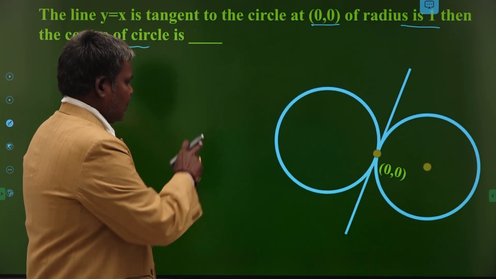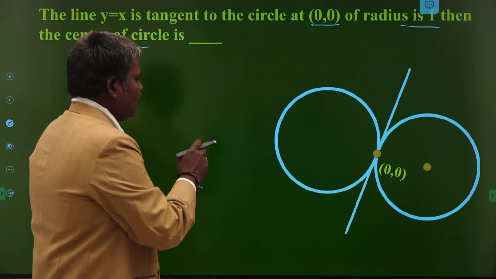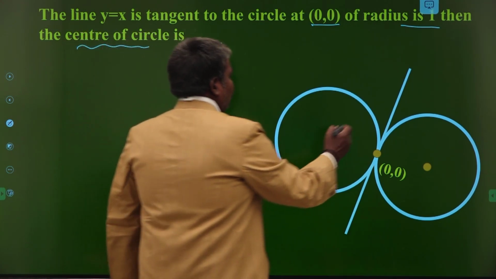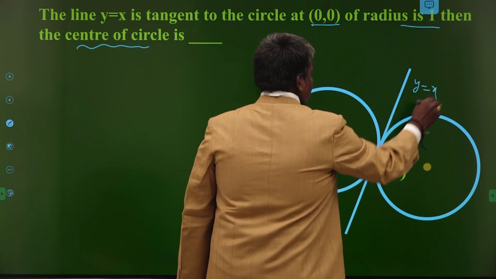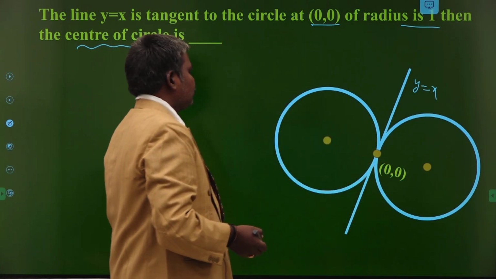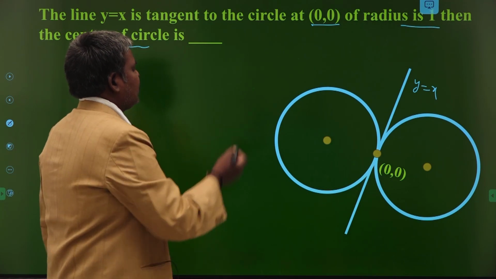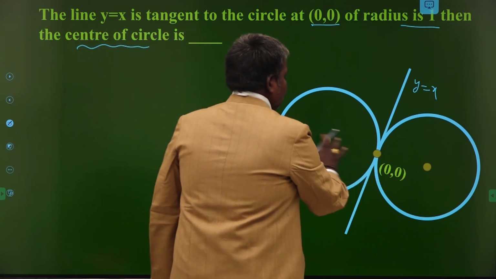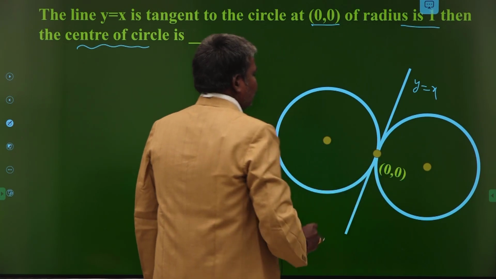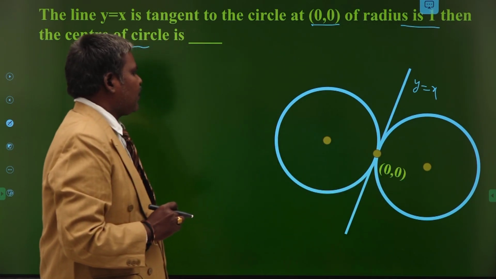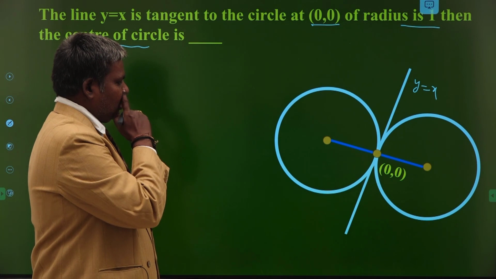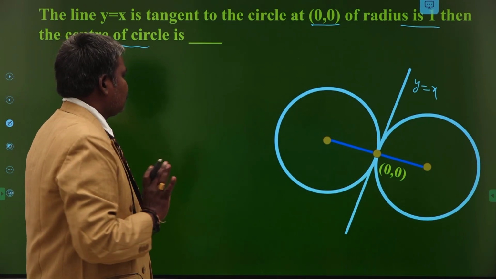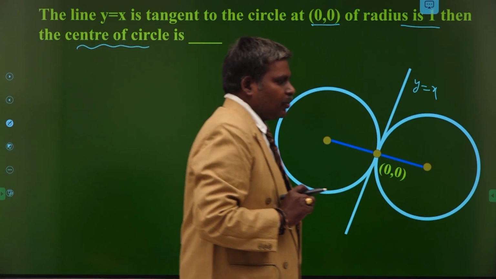There exists another circle as shown in this figure, touching the line. What is your line? Y equal to x at 0, 0. This is the center of the other circle. These are the 2 centers. There exist 2 corresponding centers you are going to find out. This is the line joining their centers. This is the diagram related to this question.